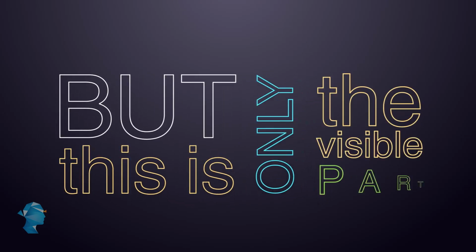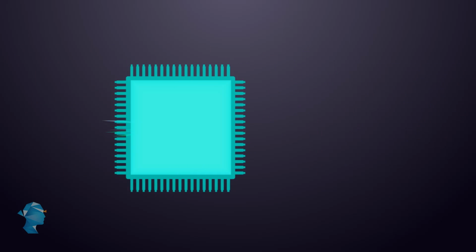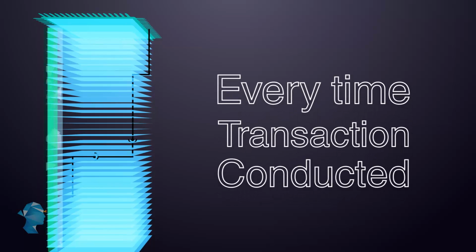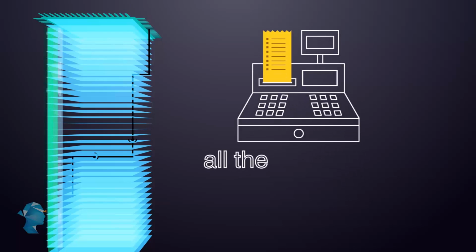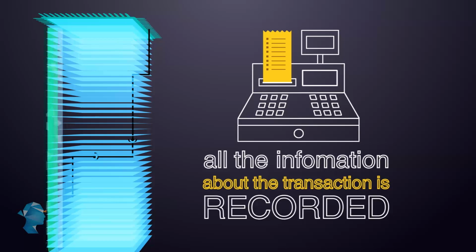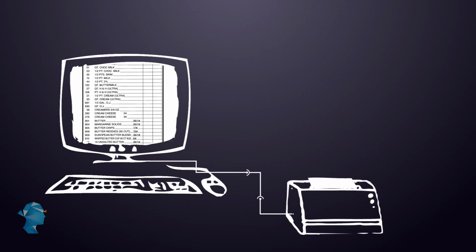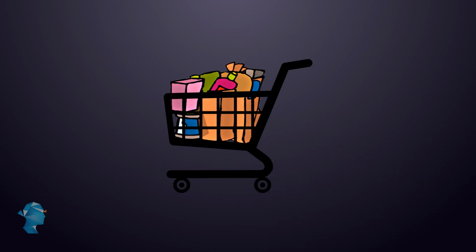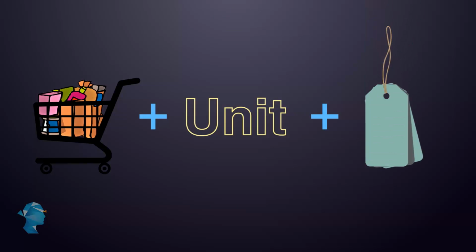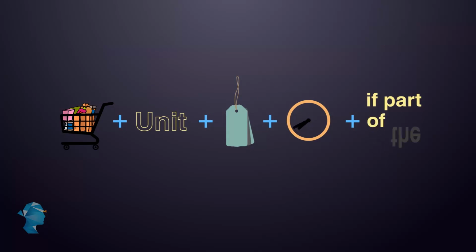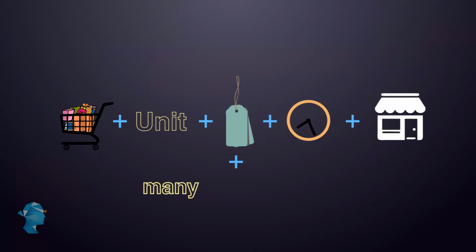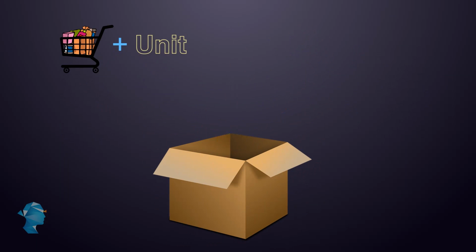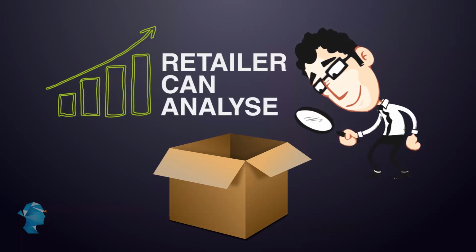But this is only the visible part of the entire transaction. The bulk of the process happens behind the scenes. Every time a transaction is conducted and a bill is generated, all the information about the transaction is recorded. While the computer is generating the bill for all the items, it is also recording crucial bits of the transaction, like what is being bought, how much, at what price, at what time of day, and if it's part of a chain, at which store, amongst many other things. All of this is information that the retailer can later analyze to understand their business better.